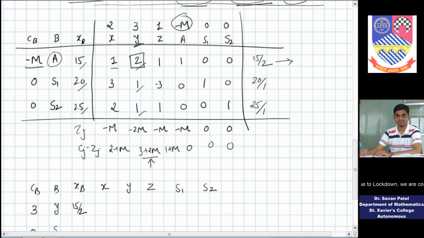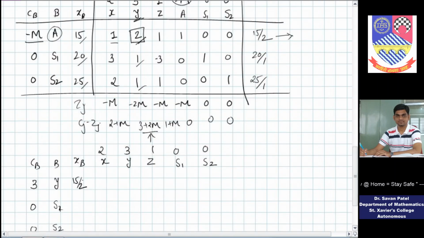Okay. Again, let me write the coefficients of that. So that is 2, 3, 1, 0, and 0. And now to make this quantity, as we have continued, here it is 15 by 2, here it will be 1 by 2, 2 by 2 is 1, 1 by 2 is 1 by 2. That column is now removed, so there is no need to write it here. Now 0 by 2 is 0 and 0 by 2 is 0.